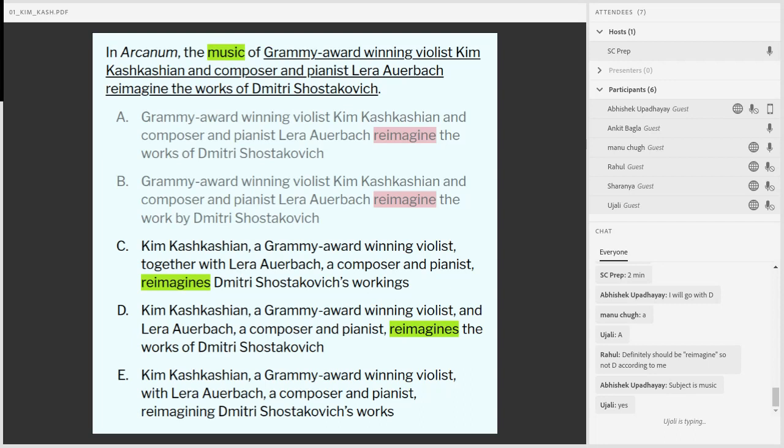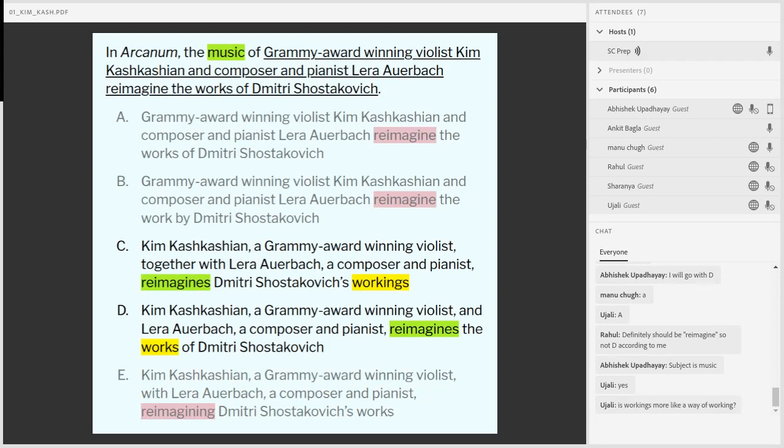Going for works. That is absolutely correct. Quick check. In case you're not sure about this, or you just want to know, workings means the functioning of something. So if somebody says, can you explain the workings of this, let's say, mobile phone to me, the workings of the phone means the functioning of the phone.